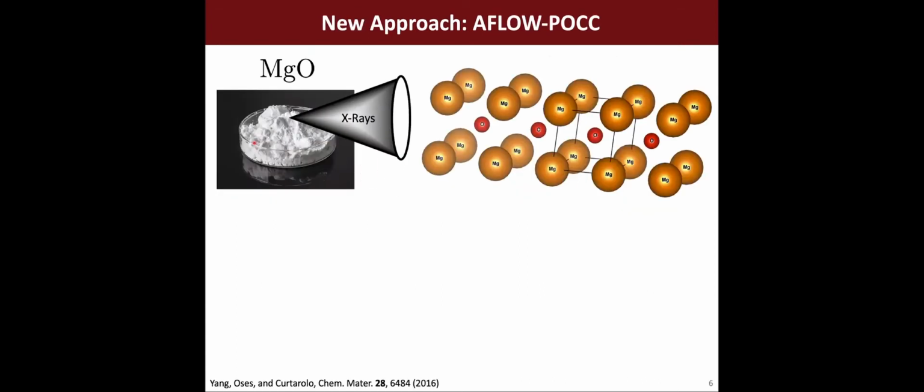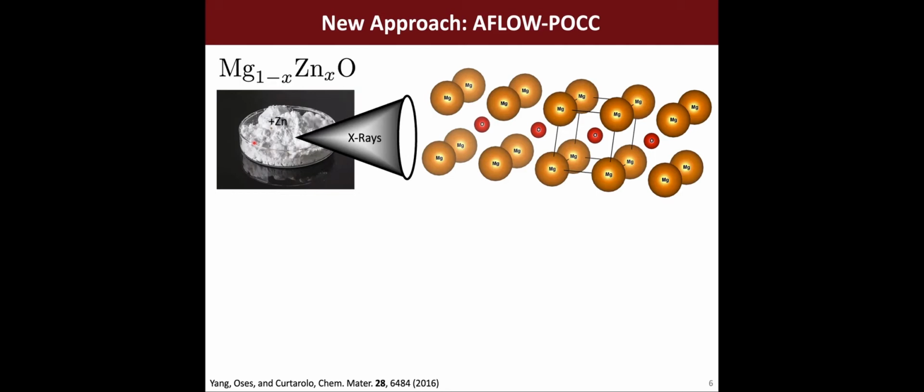Okay, so now we're going to discuss a new approach, which is called the AFLOW partial occupation algorithm, or AFLOW-POCC for short. And the idea is very simple. I want you to focus in on the cartoon that I'm going to illustrate for you, because this is how we're going to model our systems. We have magnesium oxide. We have a powder here. You can imagine that if we had X-ray vision and we could look at the structure directly with our eyes, we might see something like this. Magnesium oxide has this rock salt structure.